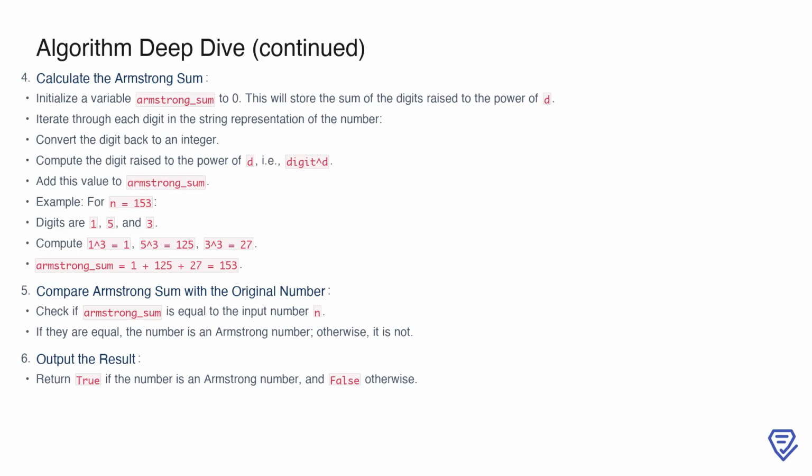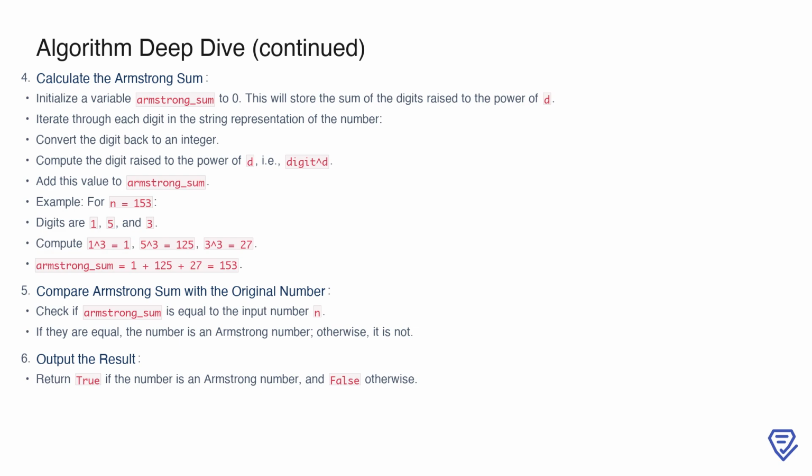Now, we calculate the Armstrong sum, which is the crux of the algorithm. We start by initializing a variable, Armstrong_sum, to 0. This will store the cumulative sum of each digit raised to the power of d. Then, we iterate through each digit in the string representation of the number. For each digit, we convert it back to an integer, raise it to the power of d, and add the result to Armstrong_sum. For example, with n equals 153, the digits are 1, 5, and 3. We calculate 1^3 equals 1, 5^3 equals 125, and 3^3 equals 27, and add these values together to get Armstrong_sum equals 153.